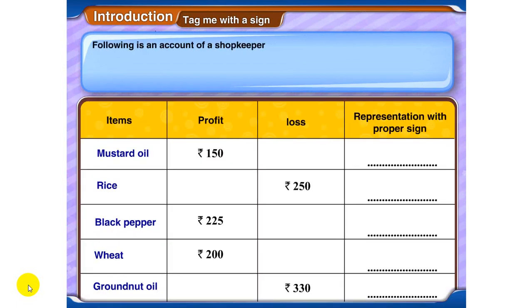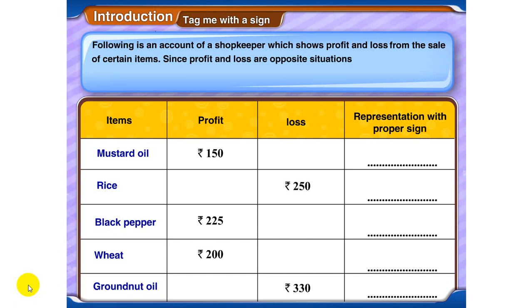Following is an account of a shopkeeper which shows profit and loss from the sale of certain items. Since profit and loss are opposite situations, if profit is represented by a plus sign, loss can be represented by a minus sign. Place the proper sign in the blanks of the given table.